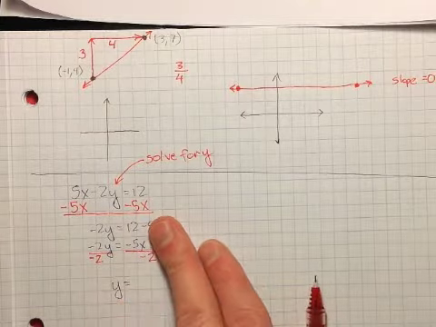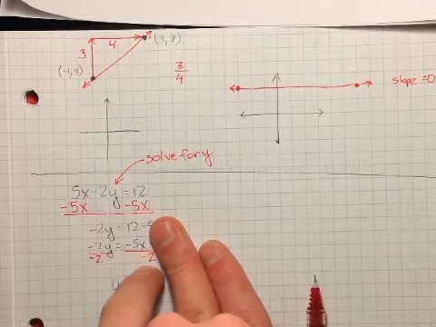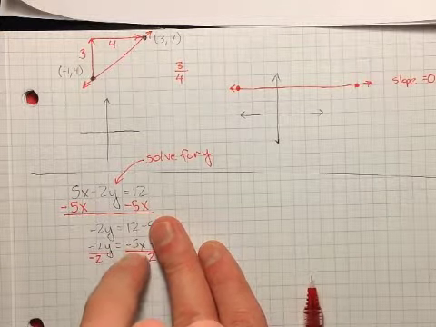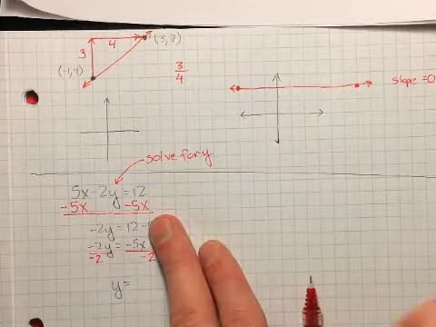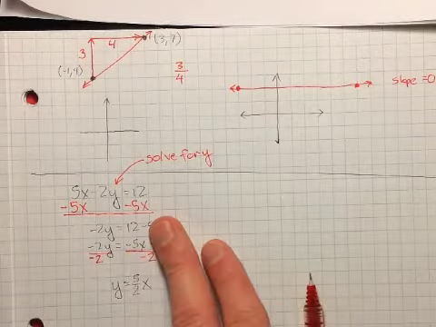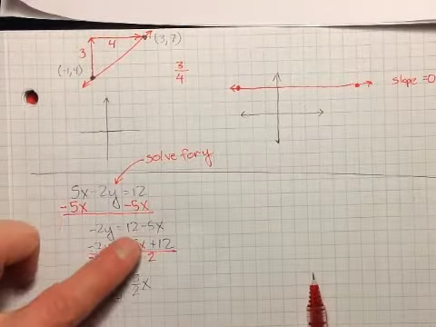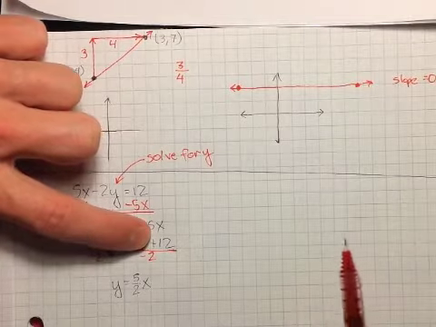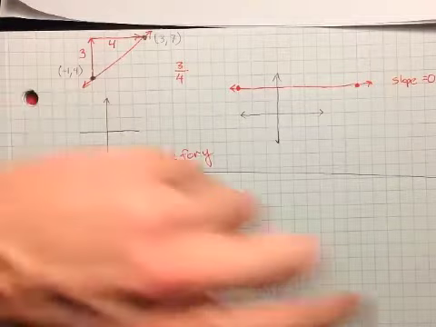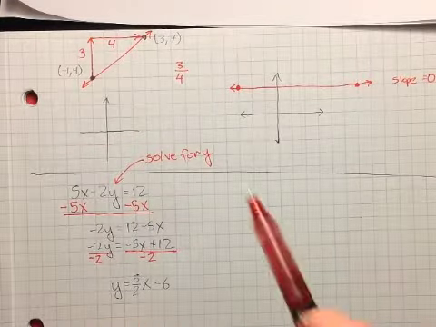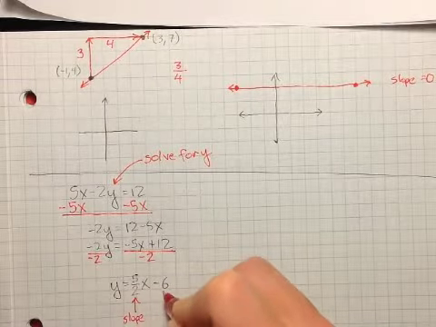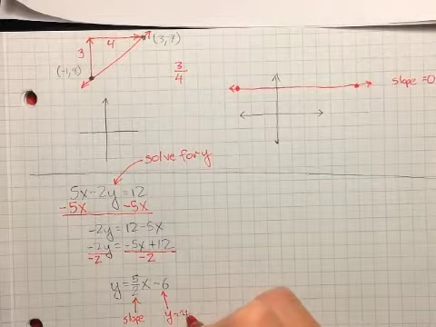Here I have negative 5x divided by negative 2. So the negatives will cancel out, leaving me with 5 over 2 times x. And then here I have 12 divided by negative 2 is negative 6. Okay? So this is now written in slope-intercept form. Here's the slope, and here again is the y-intercept.